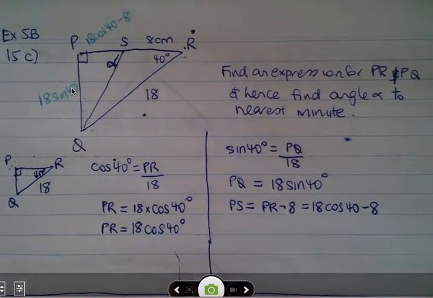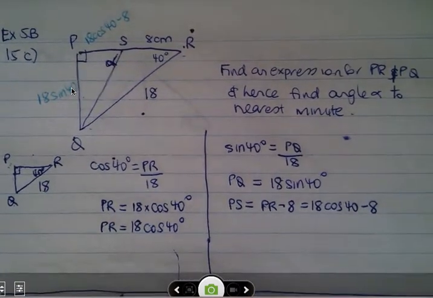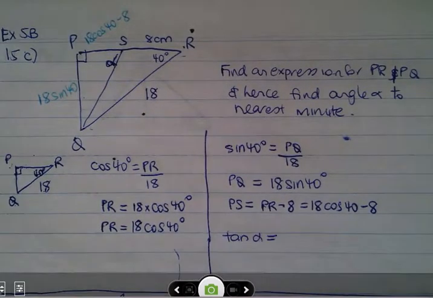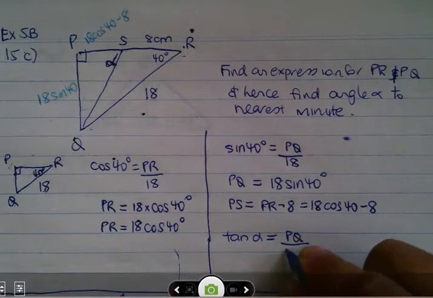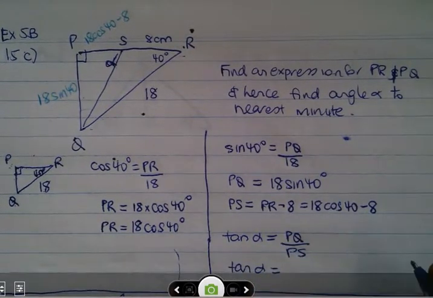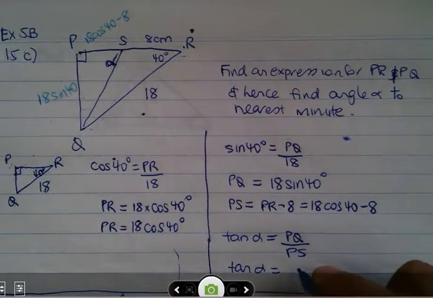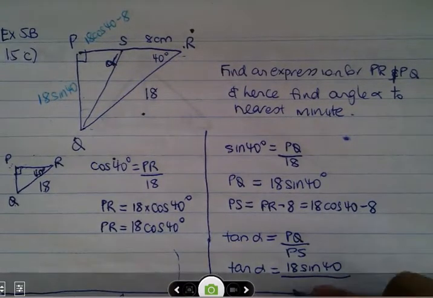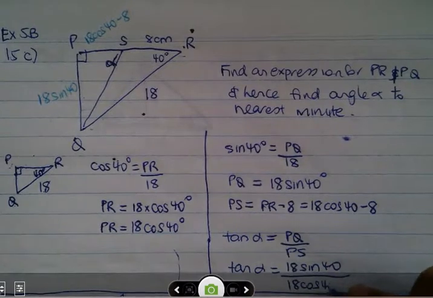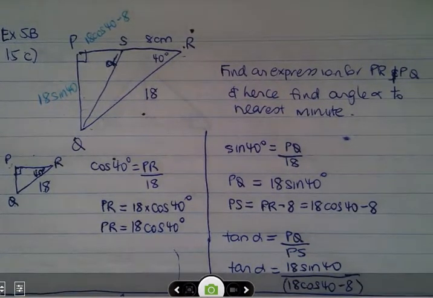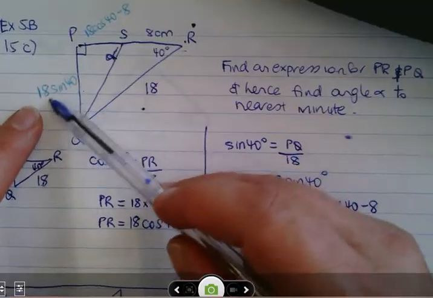Okay, so what are we going to do now? So now what do we do? I'm going to move this other thing out of the way. Q on PS, PQ over PS, so tan of alpha is PQ over PS. 18 sine 40 over 18 cos 40 minus 8, and then you can just put it in your calculator. I've just kept the expressions there, not decimals.